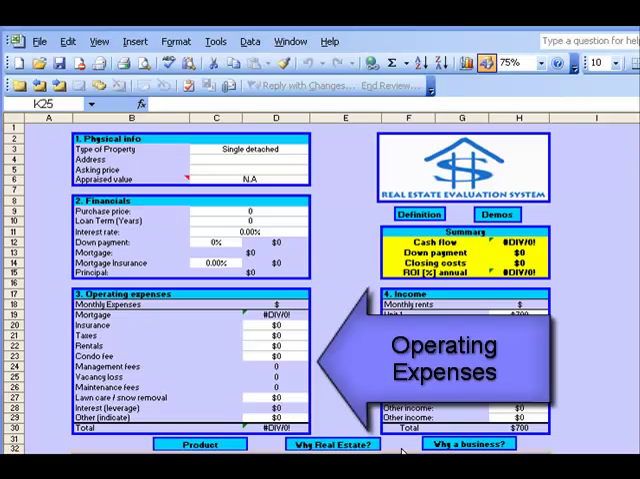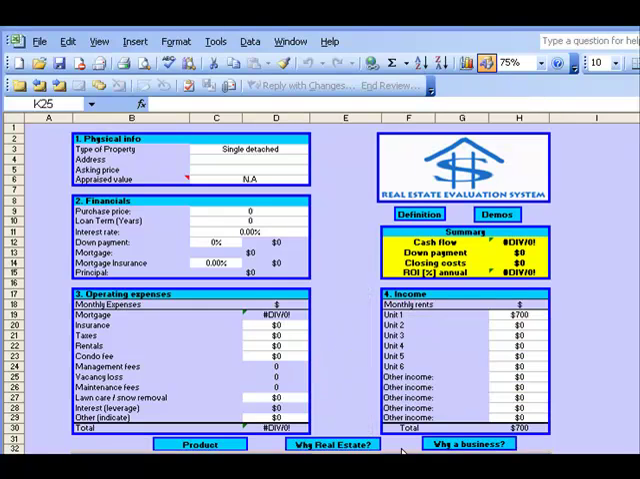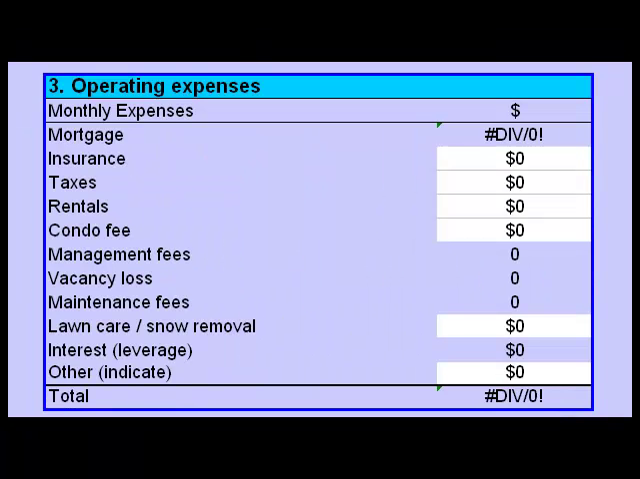Operating expenses. Please enter all monthly expenses: the insurance, property taxes, rentals, condo fees if applicable. Note: the mortgage amount is self-generated based on the financial inputs we just spoke about. Note: the management fees, maintenance fees, vacancy loss, or leverage amounts will be active only in the Advanced version of the Real Estate Evaluation System.